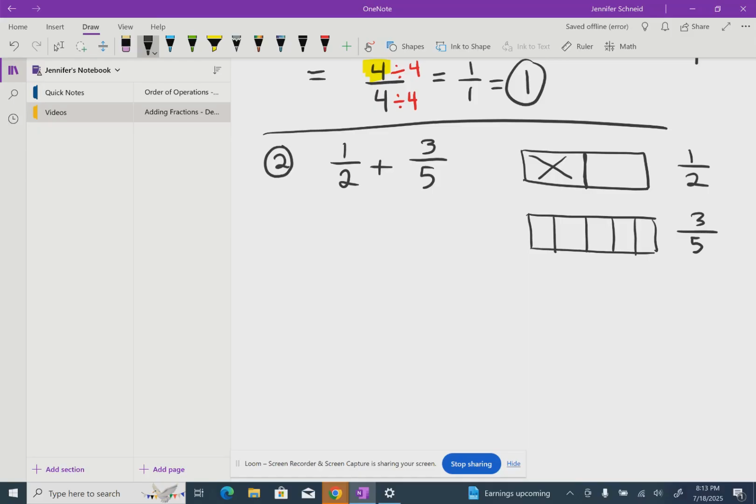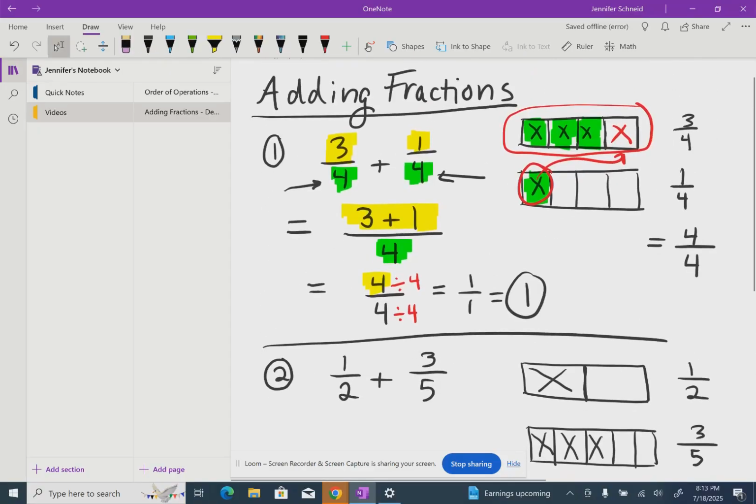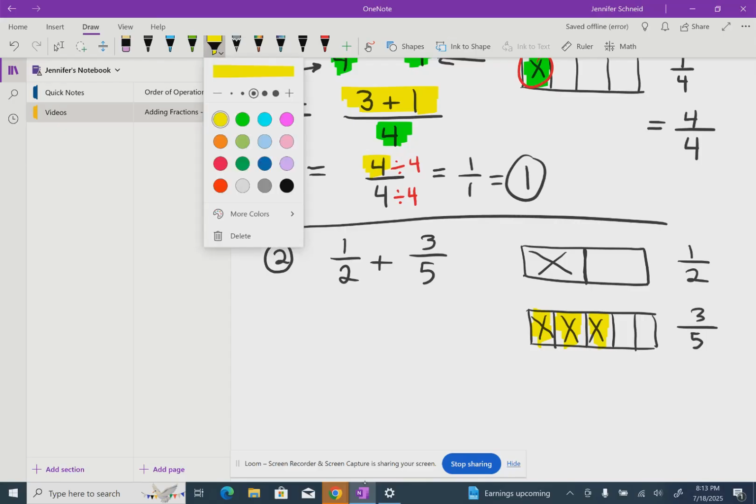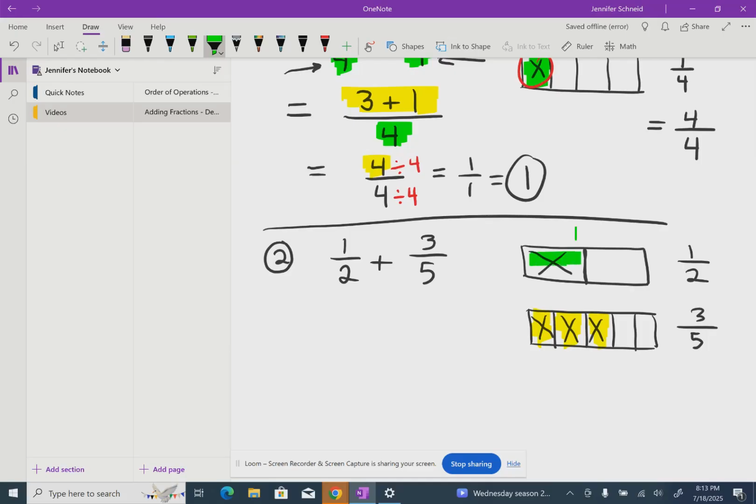But now for 3/5, I have to cut the same candy bar into 5 equal pieces. It's hard to make them look equal, but anyway, use your imagination, and then I eat 3 of them. So unlike the last problem, where all of my pieces were the same size, in this case I have these smaller pieces, and then I have this larger piece. And so we can't put them together. It's like apples and oranges.